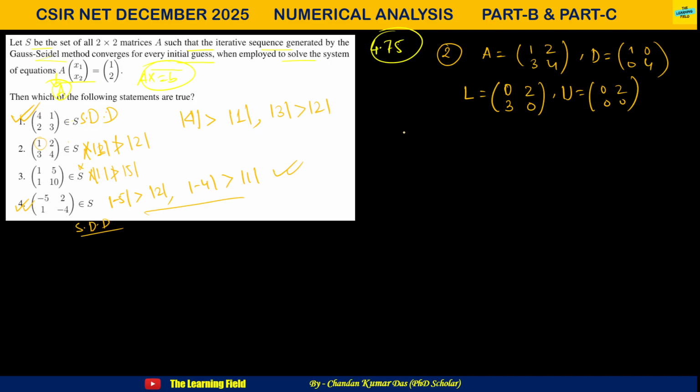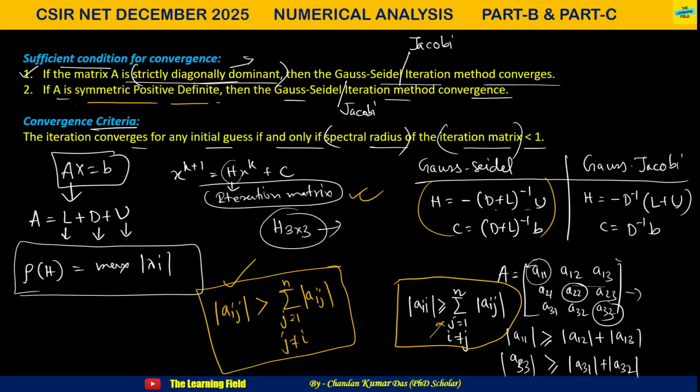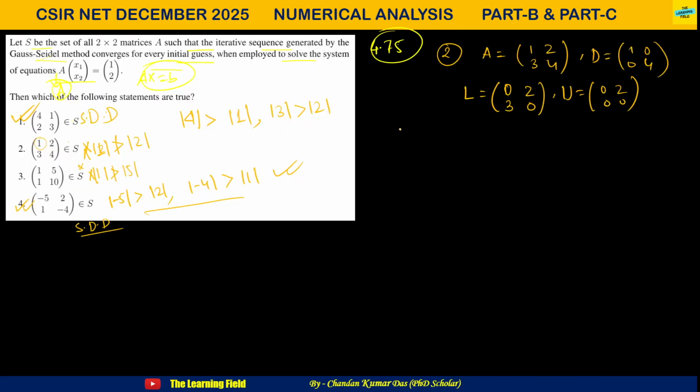Fine. Now, what is D plus L? We have to find (D plus L) inverse into U. So D plus L is 1, 0, 3, 4. This is D plus L. Now, (D plus L) inverse is equal to 1 by determinant, that is 4, into what? This 4 and 1 change their positions, and the off-diagonal element with a minus sign. So (D plus L) inverse is 1 by 4 into 4, 0, -3, 1.